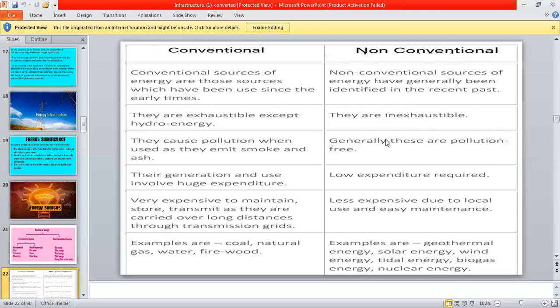The non-conventional sources are those which have generally been identified in the recent past, and are inexhaustible. They are pollution-free, low expenditure, less expensive due to local use and easy maintenance, like geothermal energy, solar energy, wind energy, tidal energy, and nuclear energy.